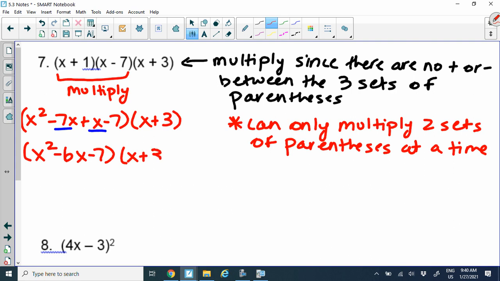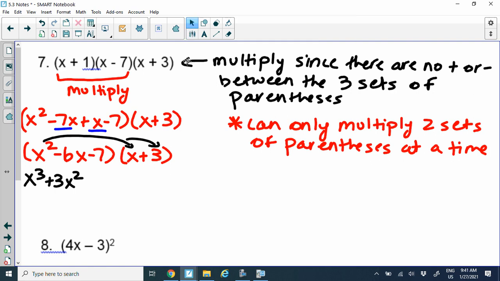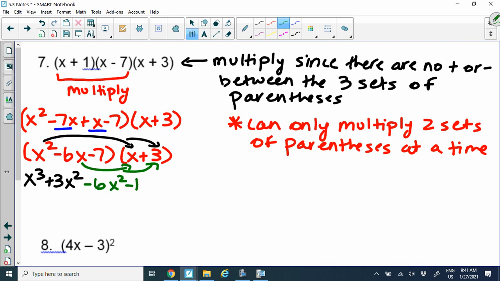Now I'm going to go ahead and multiply. So I'm going to take my x squared and multiply by x and the 3. So I get x cubed plus 3x squared. And then I'll take my negative 6x multiplied by x and 3. So I get minus 6x squared minus 18x. And then my last, I'll take the negative 7 multiplied by the x and the 3. So minus 7x minus 21.